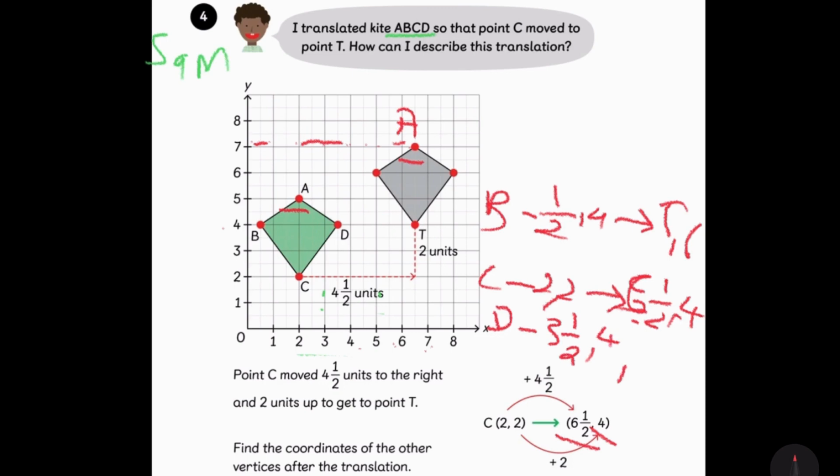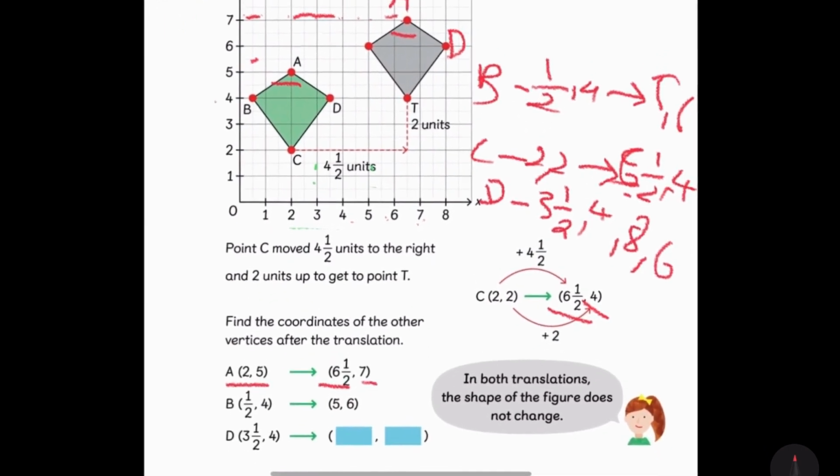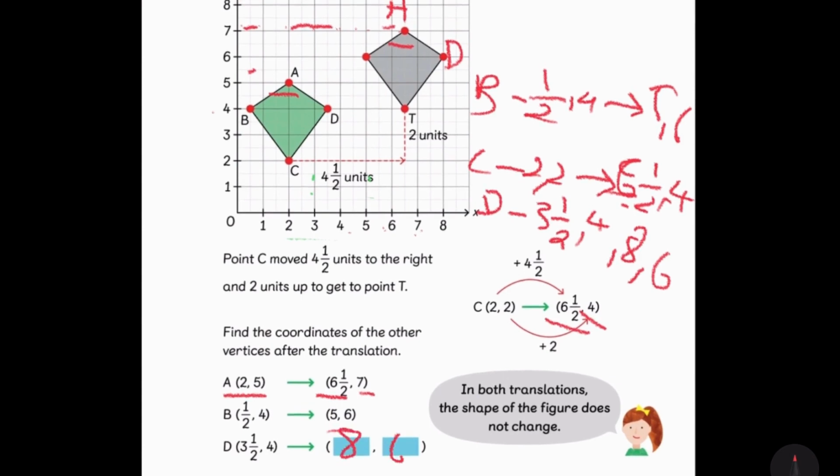So in both translations, the shape of the figure does not change. Please remember the key: in translation, the figure shape remains the way it is. So let's solve a few more examples.